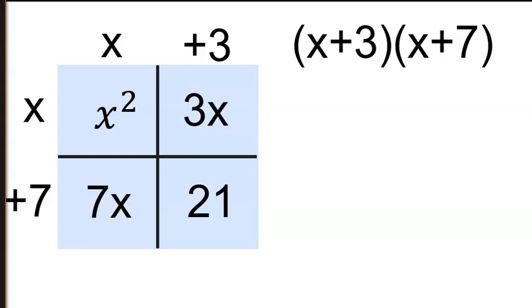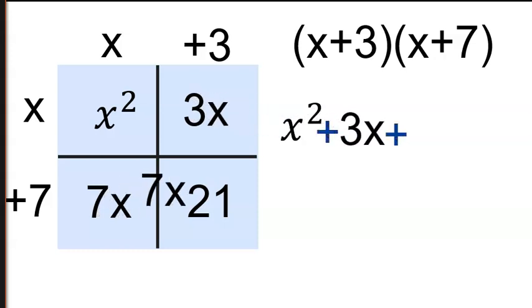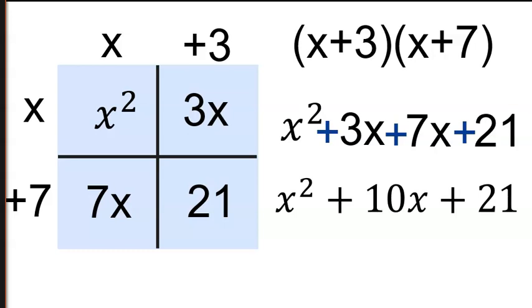The next step is to add these four smaller areas together to get the expression x squared plus 3x plus 7x plus 21. And then finally, to get the expression in standard form, we need to combine like terms. 3x plus 7x is 10x, so the total area written in standard form is x squared plus 10x plus 21.